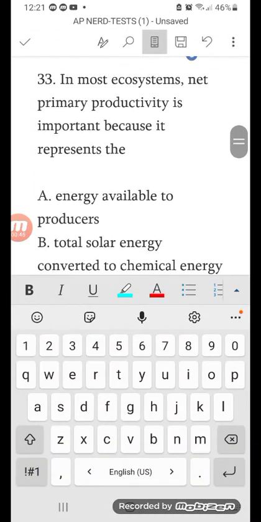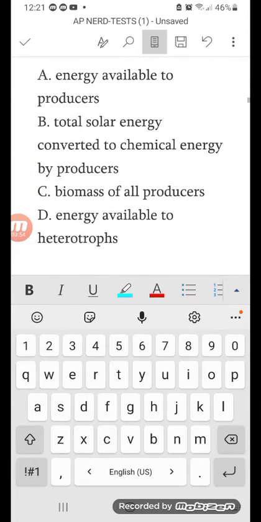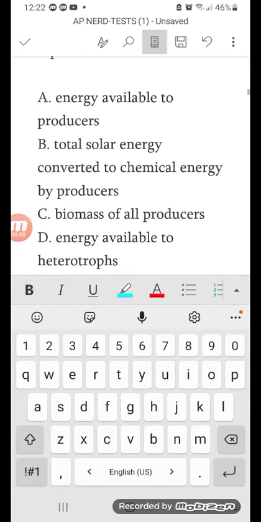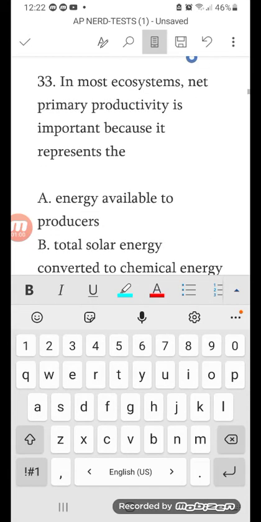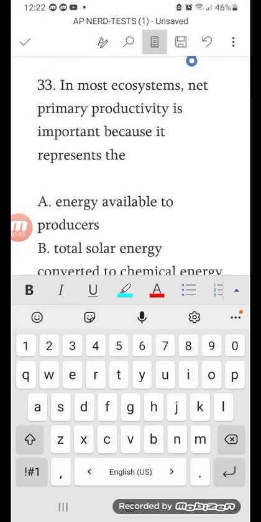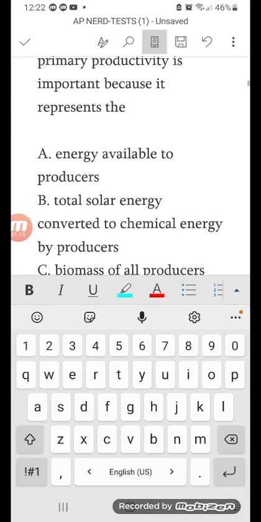In most ecosystems, net primary productivity is important because it represents the energy available for producers: total solar energy, biomass, heterotroph. GPP is the gross production, NPP is the net. So the net is the energy left over, which is going to be available.